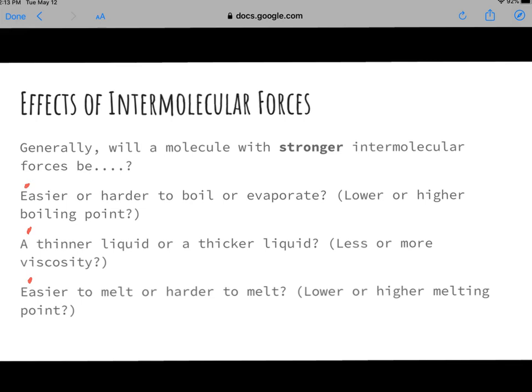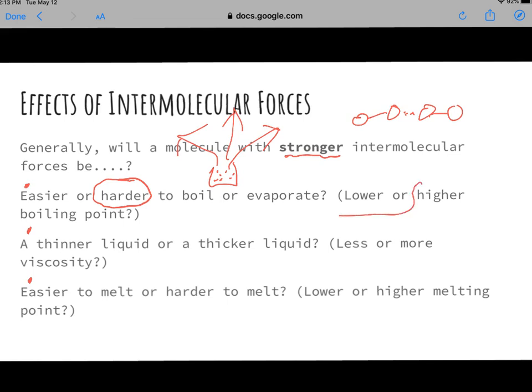So generally, remember, the stronger the intermolecular forces, the more those molecules are sticking to each other. If the molecules are sticking to each other really well, it's going to be a lot harder to boil or evaporate them, because when a molecule evaporates, it means they're going from all together in this beaker or glass and flying off separately into the air as a gas. So if they're sticking together more, it's harder to boil or evaporate them. And we say that means they have a higher boiling point, so it boils at a higher temperature.